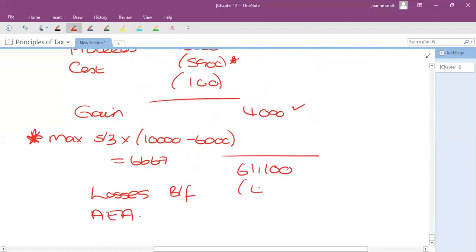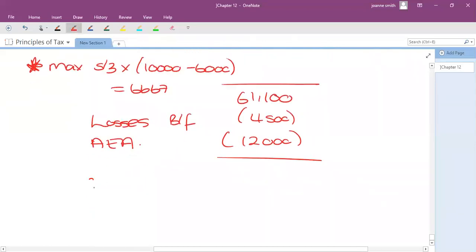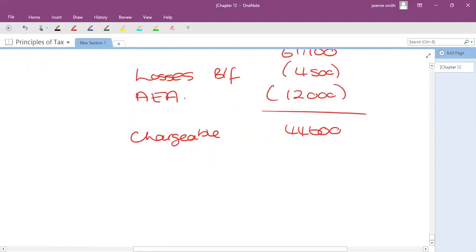So we're going to deduct them. And the annual exemption is 12,300. So the amount that's now going to be chargeable for tax will be 44,600, and we need to work out the capital gains tax on that.